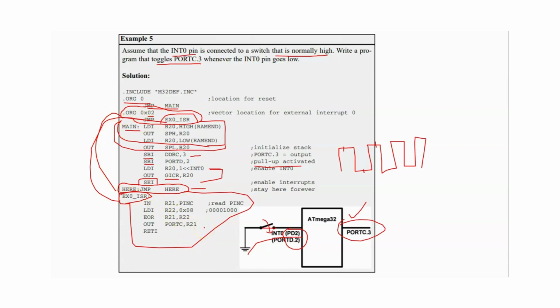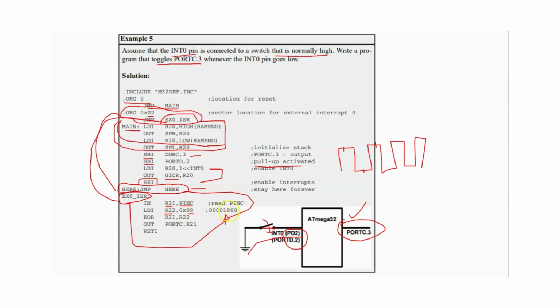To toggle, we first need to read what the status previously was, whether it is high or low. If it is high we make it low, and if it is low we make it high. That is why we use the PINC register to read the status of this pin, and we read it in R21 general purpose register, and then we load a value 8 into another general purpose register, R22. And if we look over here, this is bit 3 related to this toggling.